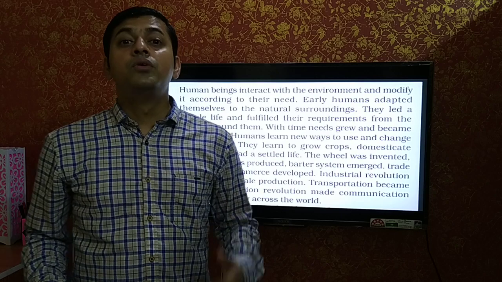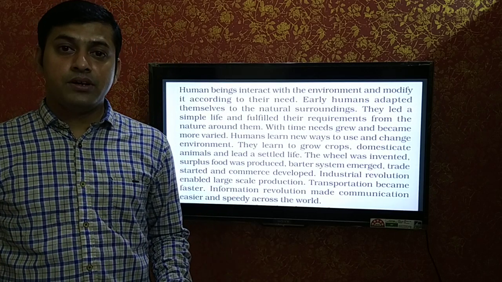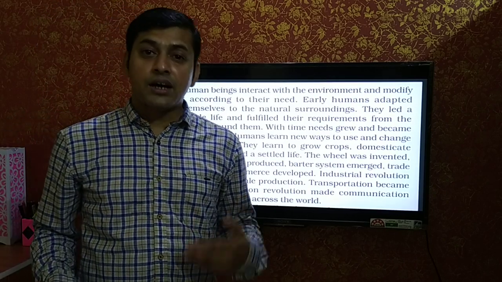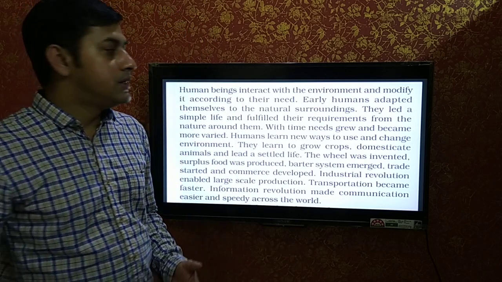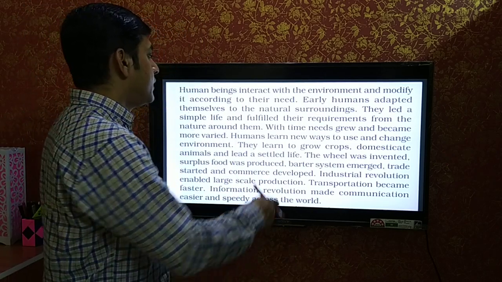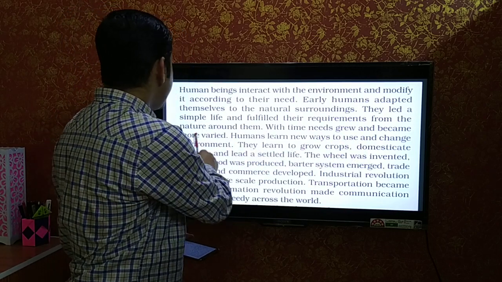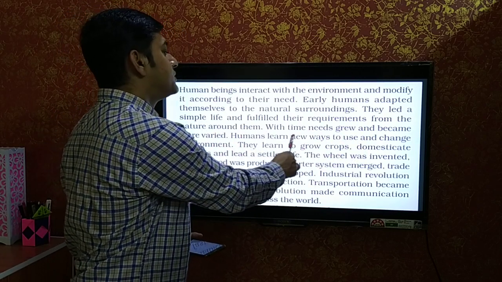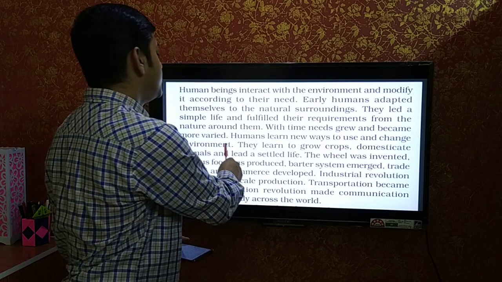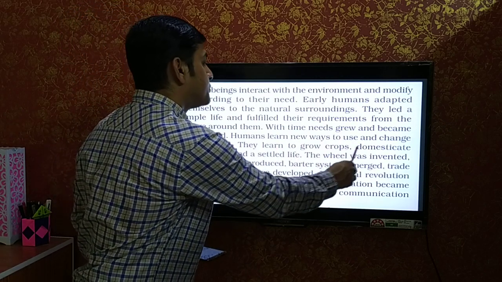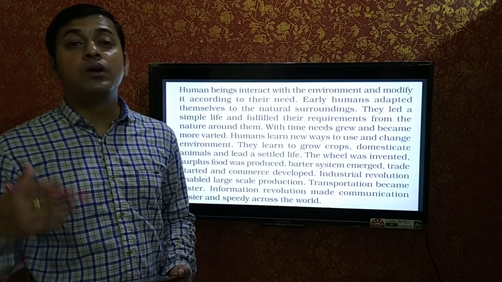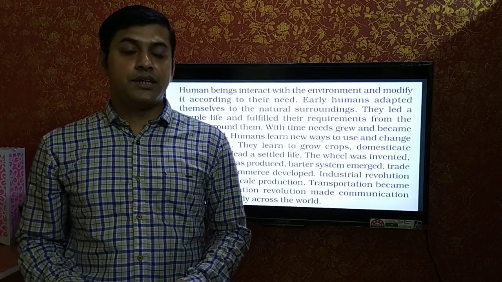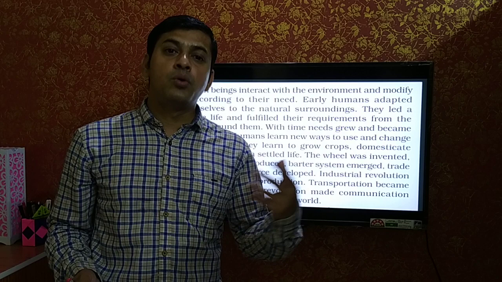But gradually we became modernized, so our needs and demands also became more and changed gradually. Let's see. With time, needs grew and became more varied. Human beings learned new ways to change the environment. They learned to grow crops, domesticate animals, and lead a settled life. They started to grow crops. They used to domesticate the animals for their own needs.